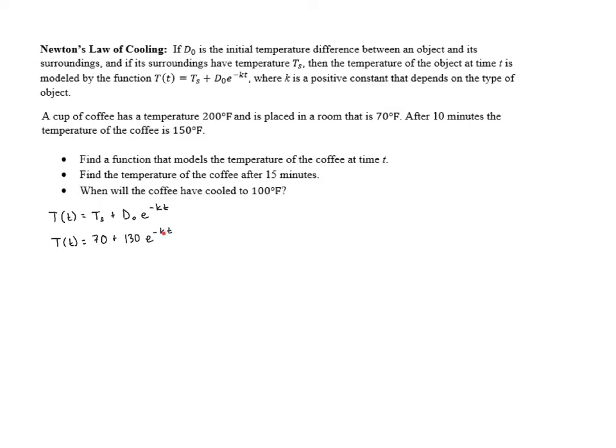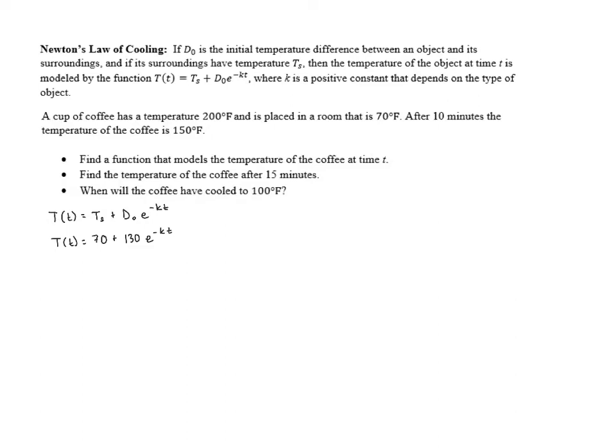Now, we're not told what this constant is. It's different for every substance. It would be different for coffee or oil, or if we had a car that was very warm and it was outside during winter. Every object, depending on the material and the size and all sorts of other things, has its own constant. And we don't know the constant, but we can figure out the constant based on the fact that after 10 minutes, the temperature of the coffee is 150 degrees.